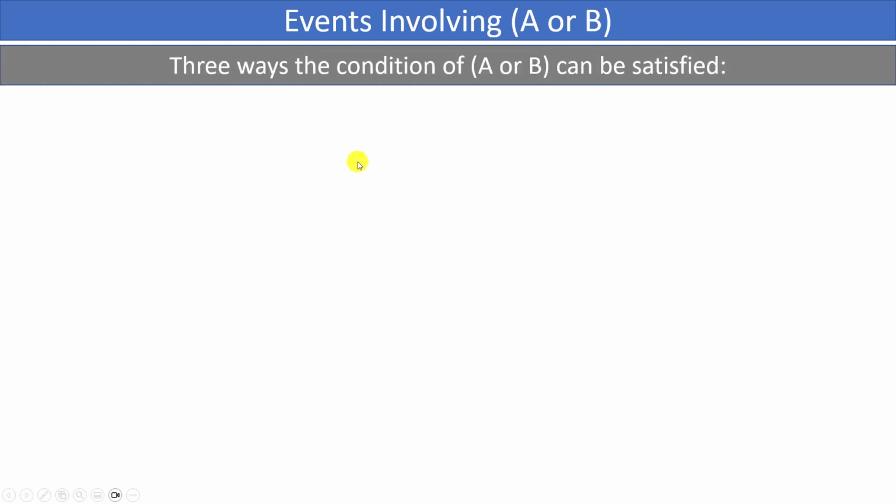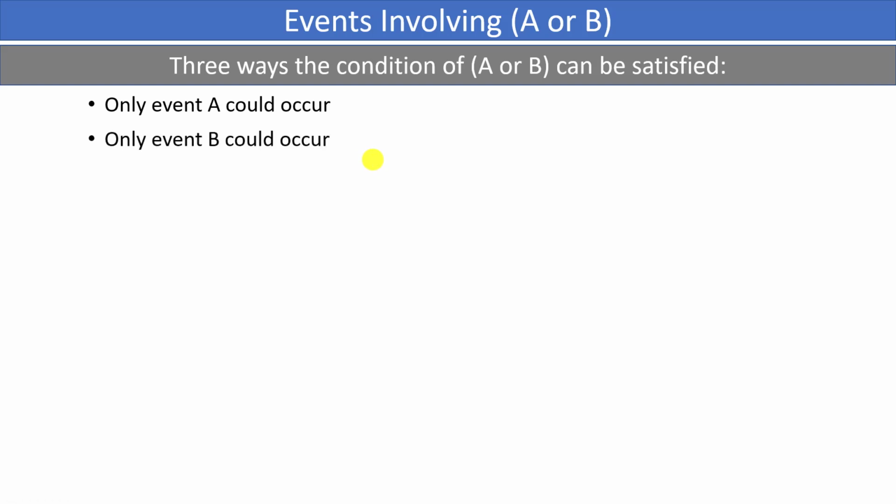Alright, at this point we are ready to talk about events involving A or B. Now note that when we say A or B, there's really three ways that that condition can be satisfied. Only event A could occur, only event B could occur, or both A and B could occur together.